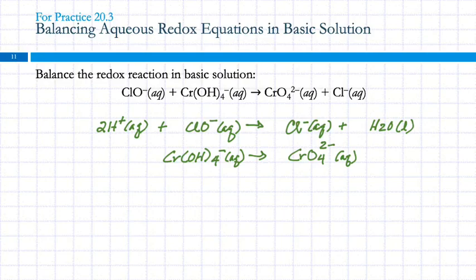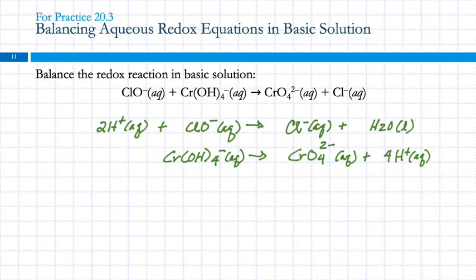So we do the same thing down here. 1 chromium and 1 chromium. Here I have 4 oxygens and 4 oxygens, and 4 hydrogens here, so I need to put 4 hydrogens over here. I didn't need to add water in that time, that's okay. Now I'm going to balance charge by adding electrons.